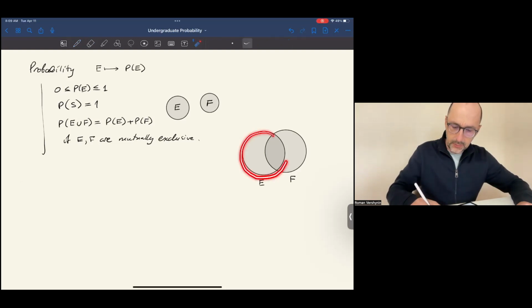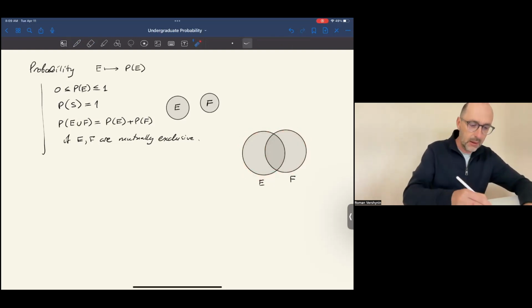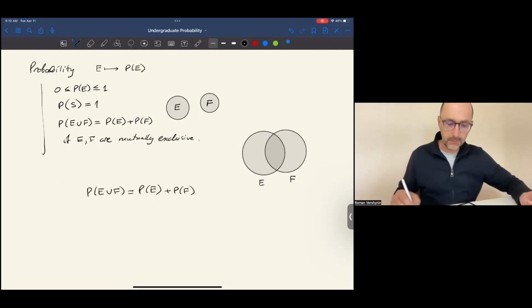We would add the probability of E to the probability of F. Would that be the correct answer? No, because we would double count the overlap. The intersection of E and F is included in both E and F, and so by summing these two parts, we counted it twice. So this formula, this naive formula, is wrong because it double counts the intersection.